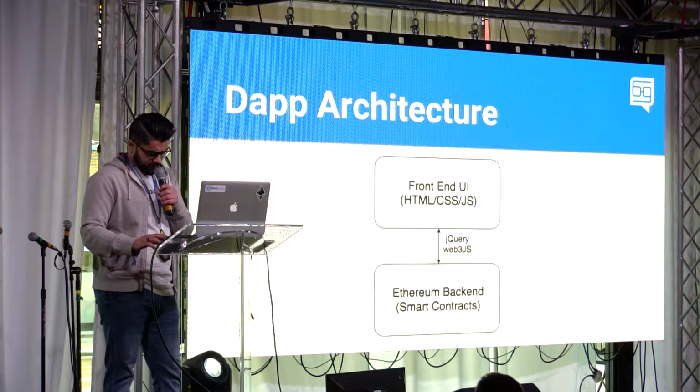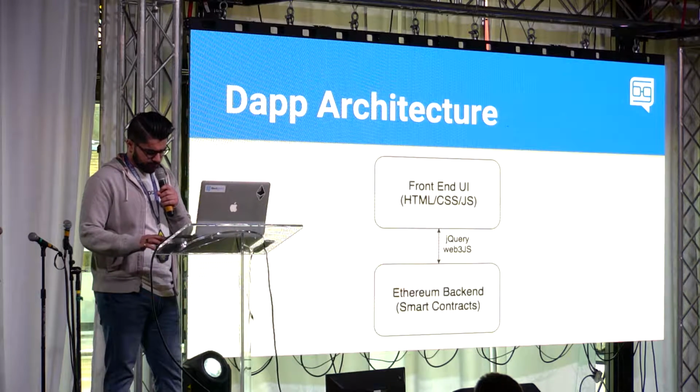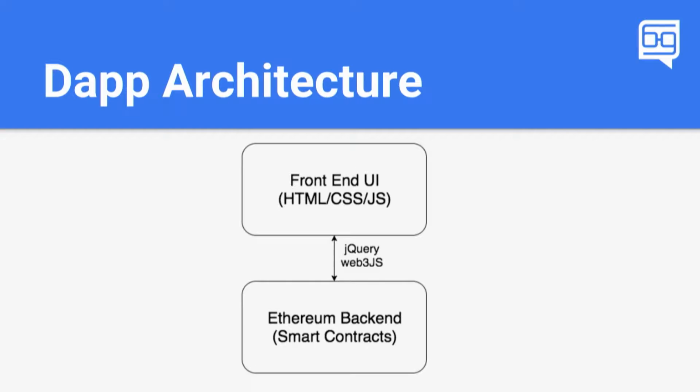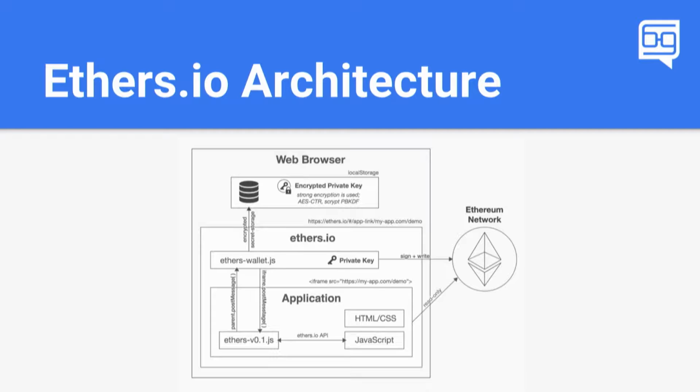So, now that we've understood a little bit of the architecture, if we zoom into the front end part, that's what we're going to be focusing on in this workshop: the front end UI, and we're going to use ethers.io to build that front end UI. If we zoom into that front end square, we'll see something like this, which is the ethers.io architecture. All I'm trying to point out over here is that ethers.io keeps your keys local, so they never leave your computer. They stay local and protected.